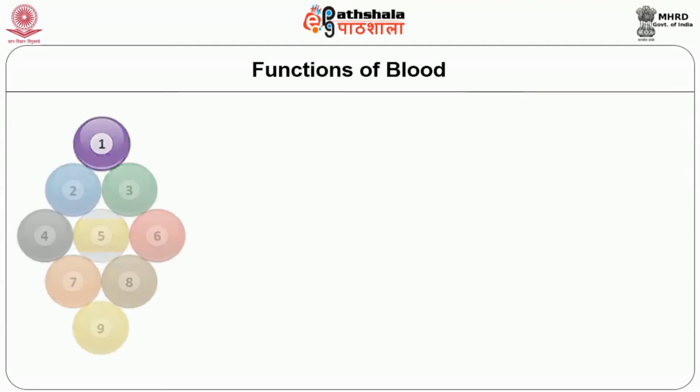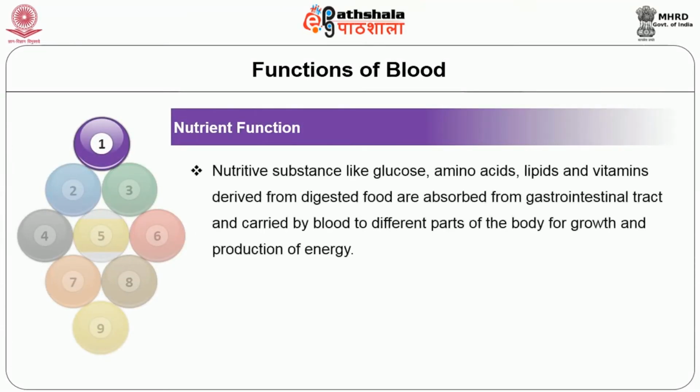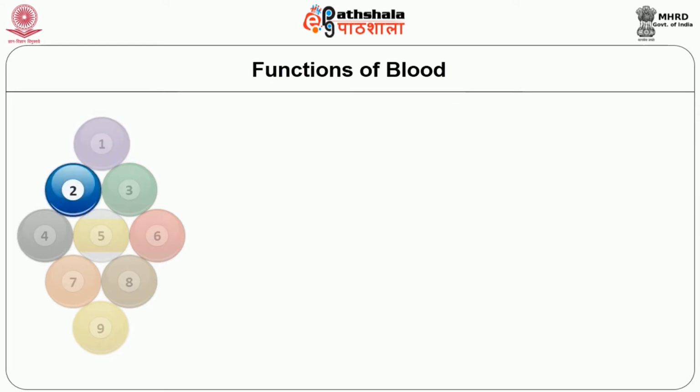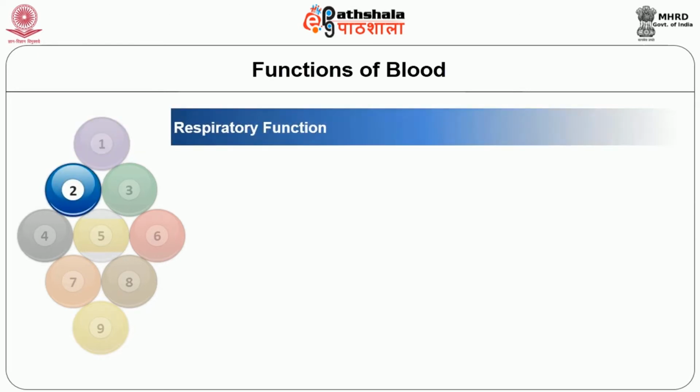Functions of blood. Number 1 is the nutritive function. This is the most important function of the blood. Nutritive substances like glucose, amino acids, lipids, and vitamins derived from the digested food are absorbed from the gastrointestinal tract and carried by the blood to different parts of the body for growth as well as for the production of energy. The second function is the respiratory function.